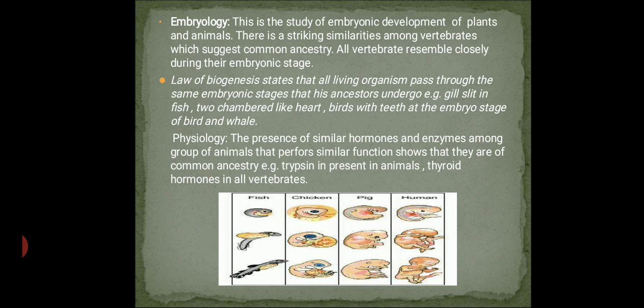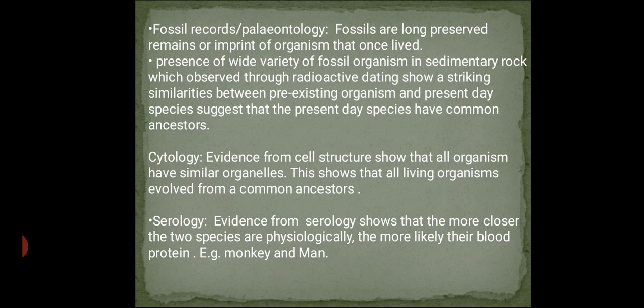Another evidence is physiology. The presence of similar hormones and similar enzymes in all animals indicates that they evolved from the same common ancestor. Another evidence is fossil record. The remains or the imprint of organisms that once lived show a striking similarity between the present day and the pre-existing organisms, which shows that they are of the same common ancestor.